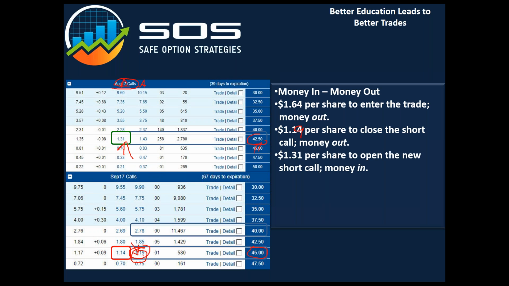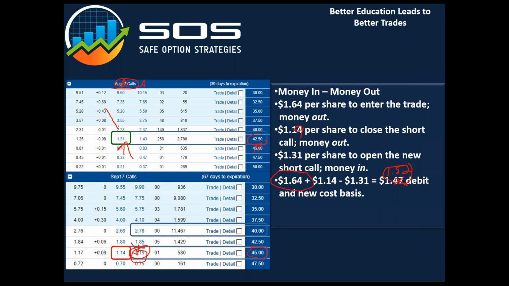If this was 119 and 131, we'd have a new debit 5 cents higher than that, so it would be 152 would be our new debit in the trade. So we've gone from a 164 debit to a 152 debit.